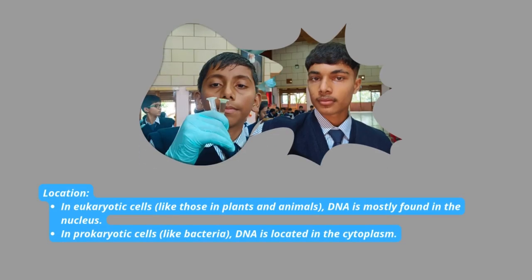Location. In eukaryotic cells, like those in plants and animals, DNA is mostly found in the nucleus. In prokaryotic cells, like bacteria, DNA is located in the cytoplasm.